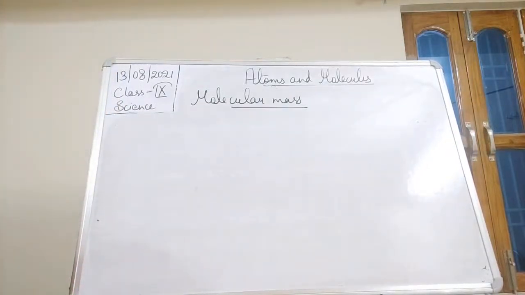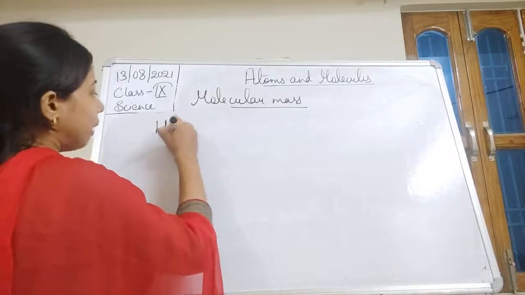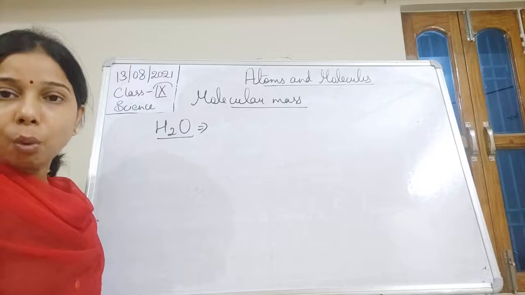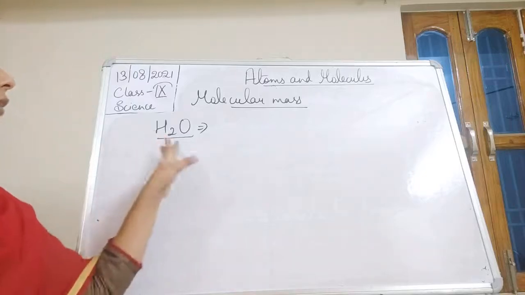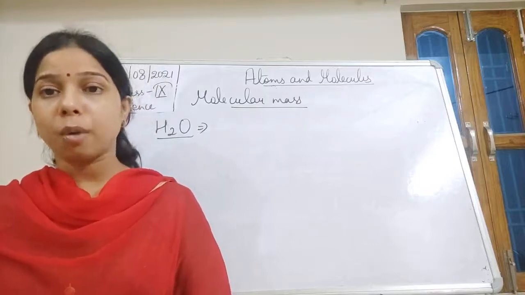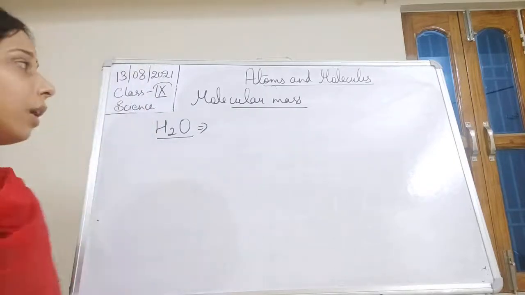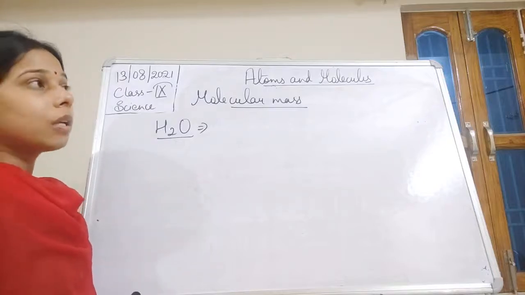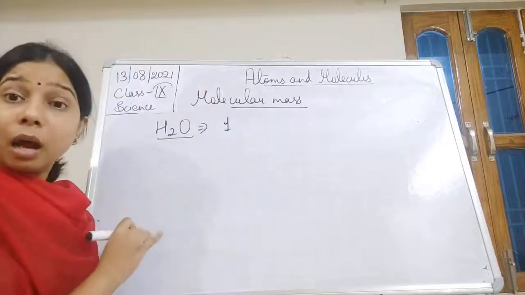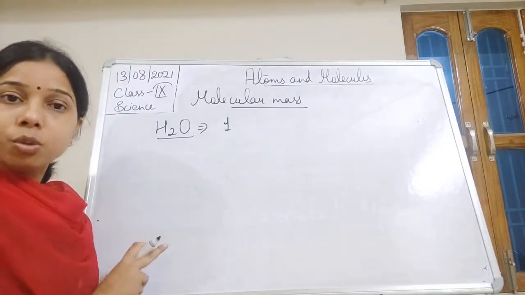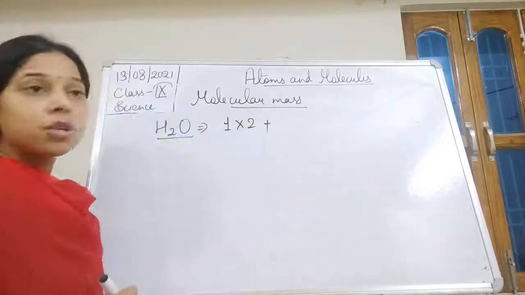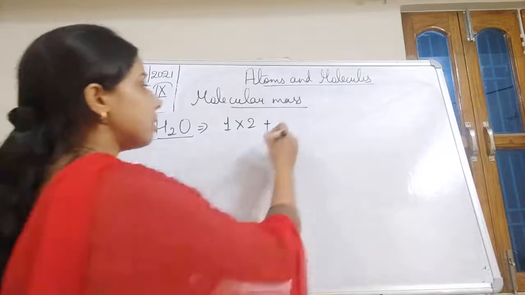Suppose here H2O is given. How do we find the molecular mass of water? If a substance is given, we simply have to add all the atomic masses of the given atoms. Here hydrogen is given. The atomic mass of hydrogen is 1. How many atoms of hydrogen are there? That is 2, so we multiply it by 2, plus oxygen. The atomic mass of oxygen is 16.